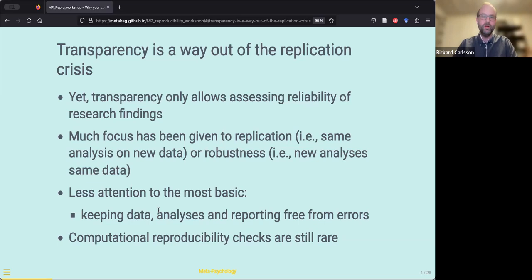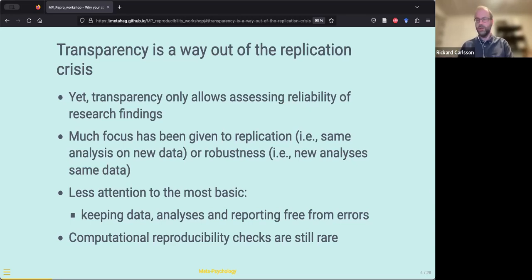And this is the more boring, mundane stuff, but we think that it's really important to actually get these parts right, because if we don't get the basics right, then we can't expect anything else. It's kind of like a downstream problem. If we don't have basic reproducibility, then there's no point in doing a robustness check, and there's no point in going out and doing replications.